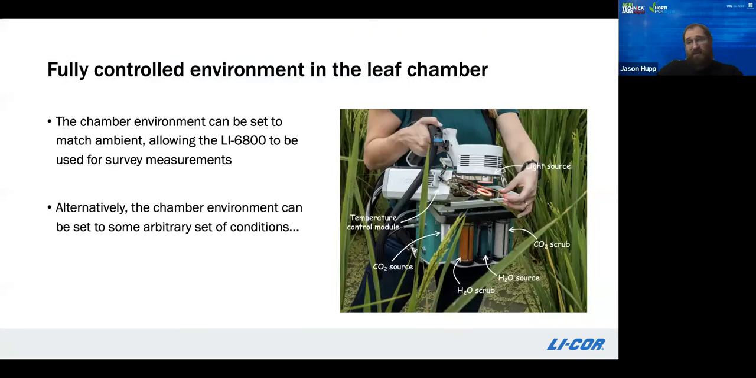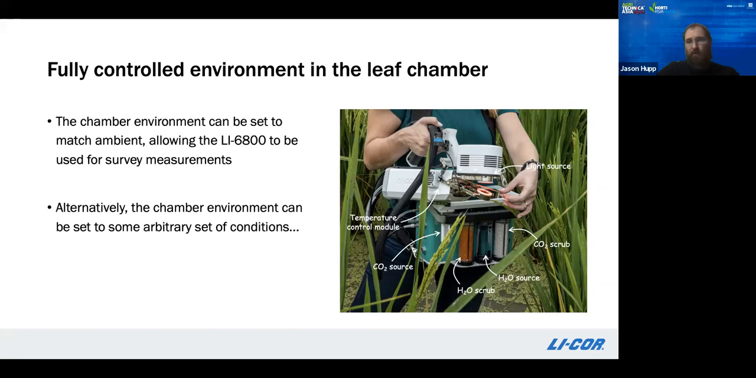So you can use a 6800 to do survey style measurements. But the 6800 doesn't make measurements under the ambient conditions. It's a fully user-controlled environment inside the chamber. So if you want to do a survey style measurement, then you get to set the chamber environment to the ambient CO2, the ambient water vapor, the ambient temperature, the ambient light intensity, right? Because we control all of those things.